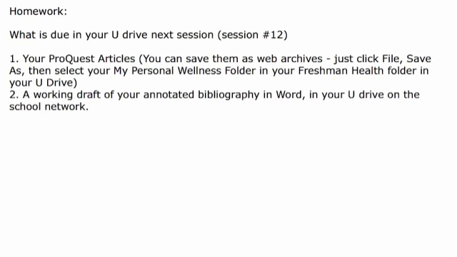And you must bring a working draft of your annotated bibliography in Word, and it should be in your U Drive on the school network. It should not be on a flash drive. It should not be any hard copy. You need to have a draft of it because you're going to work on it, and we're going to help confer with you to counsel you and move you along into making a correct one. It's due at the end of the period of lesson 12.